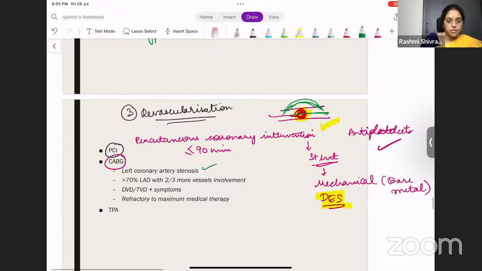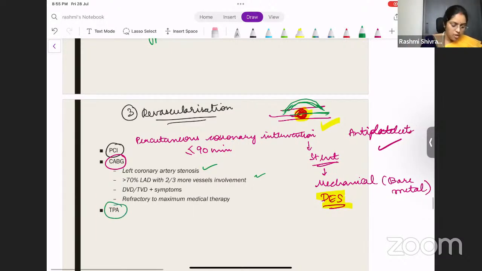You will do it when there is a left coronary artery stenosis, when there's more than 70% occlusion in the LAD with two or three vessels involved, when there's a triple vessel disease, or you've given maximum medical therapy but the patient is not responding. In those cases, you do a CABG, coronary artery bypass grafting.